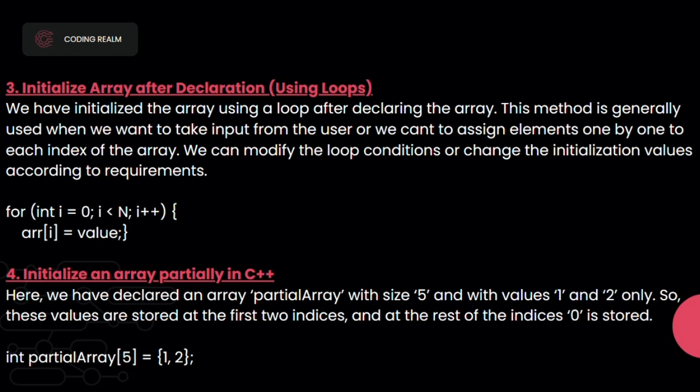Now, how to initialize an array partially in C++. Here we declare an array with, for example, size 5 and with values 1 and 2 only. So these values are stored in the first two indices, and the rest of the indices are 0. It's stored as 0 because we don't have a value.